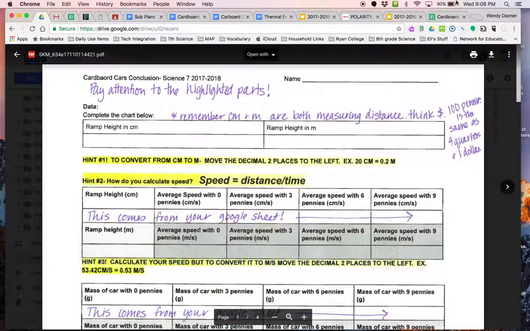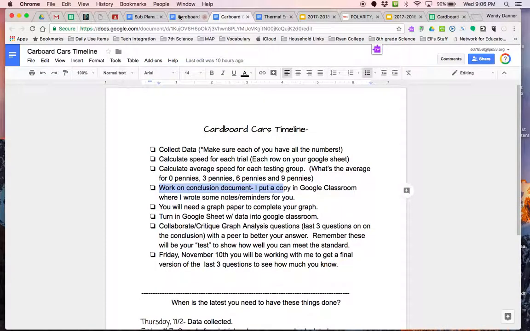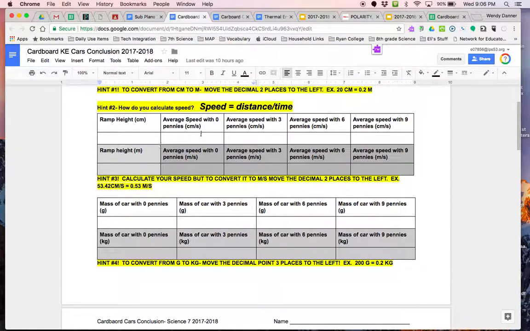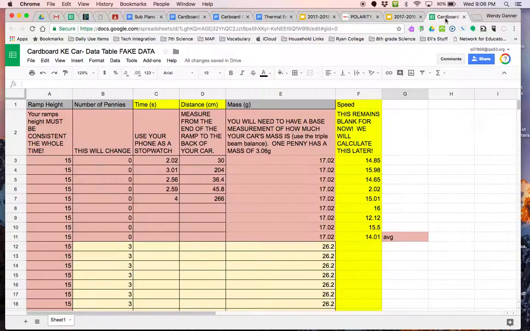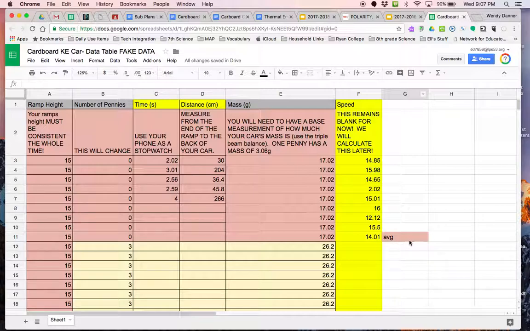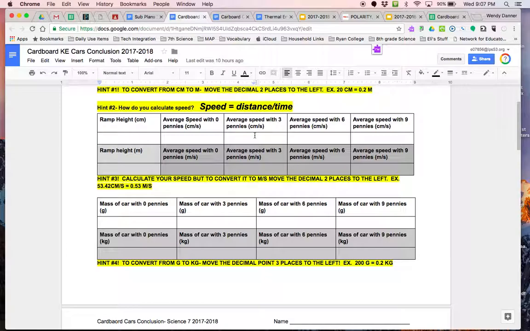All right, so here we're looking at the speed. So ramp height, you'll get from here. Is this the one I want? Yes. Average speed was 0 pennies. So this first box right here, this is what you calculated here. So take this information, put it in there. Same thing with 3, 6, 9. I've given you hints here. Calculate. You've calculated your speed. You've already done that. To convert it, you're going to move the decimal point 2 places to the left.